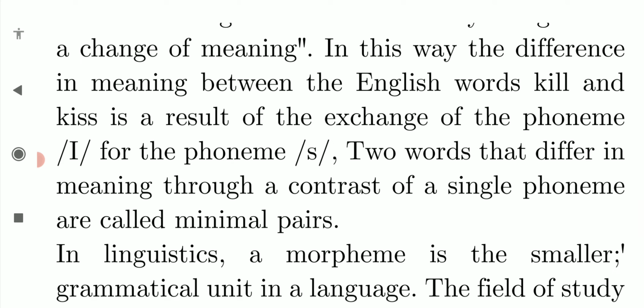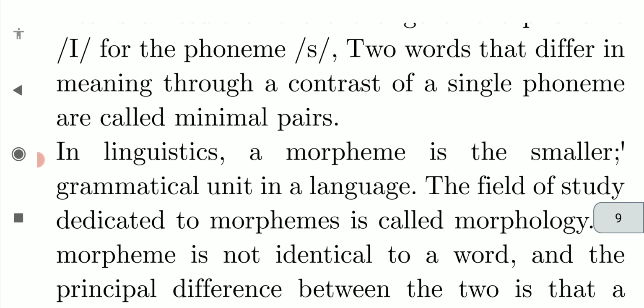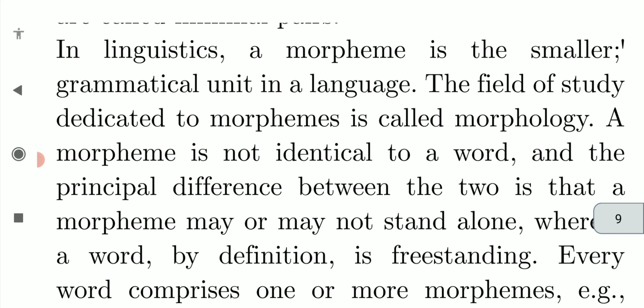Kill, kiss. The words are changing, which is referred to as a phoneme. Two words that differ in meaning through a contrast of a single phoneme are called minimal pairs. In linguistics, a morpheme is the smallest grammatical unit in the language. The field of study dedicated to morphemes is called morphology.